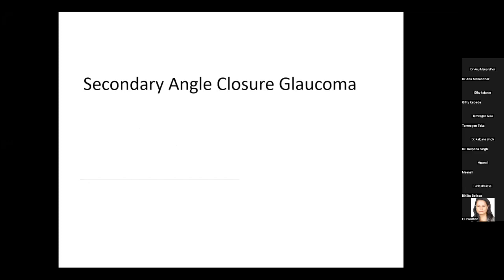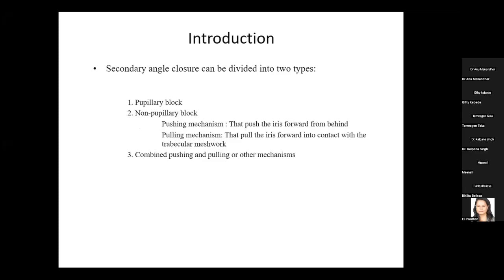Now, the last topic is secondary angle closure glaucoma. Secondary angle closure glaucoma can be divided into two types, pupillary block and non-pupillary block. In non-pupillary block, it can be due to a pushing mechanism that pushes the iris forward from behind, or due to a pulling mechanism that pulls the iris forward into contact with the trabecular meshwork, or it can be a combined pushing and pulling mechanism.